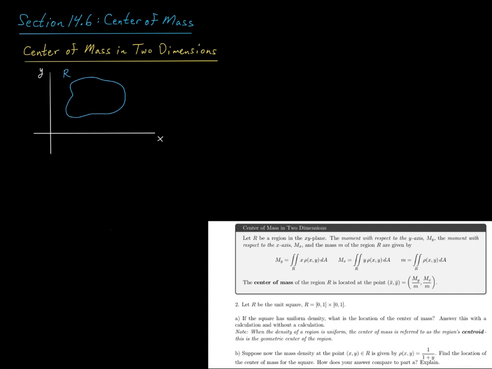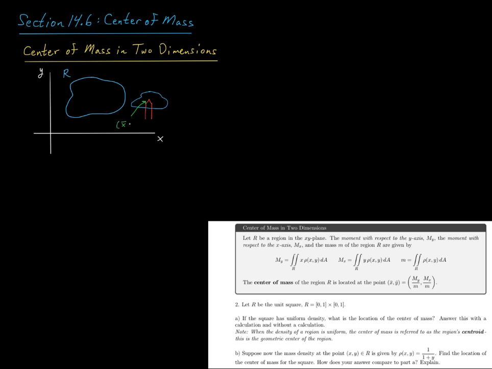All right, in this video, we're going to look at center of mass in two dimensions. So imagine you have a thin metal plate that occupies a region R in the XY plane. And one way to think about the center of mass for this plate is to imagine you have a pen with a sharp point, and we're going to look for this special point on our plate such that if I were to rest that plate on the pen tip, the plate would balance.